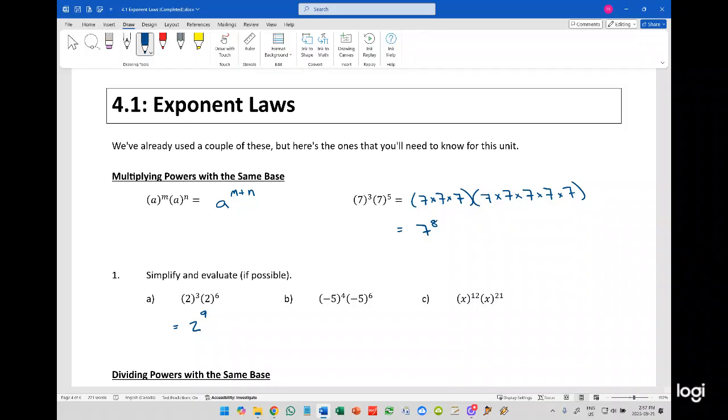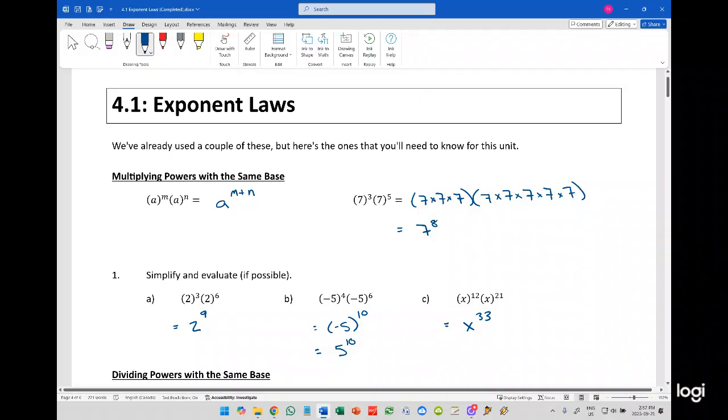Negative 5 to the exponent 4 times negative 5 to the exponent 6. Base stays the same. Exponent becomes 10 because I add them. And not that you have to do this for this one, but you could write that as 5 to the exponent 10, since you know that an even exponent will get rid of the negative sign in the term. And here we have x to the 12 times x to the 21. Leave the base as x. The exponents 12 plus 21 is 33.